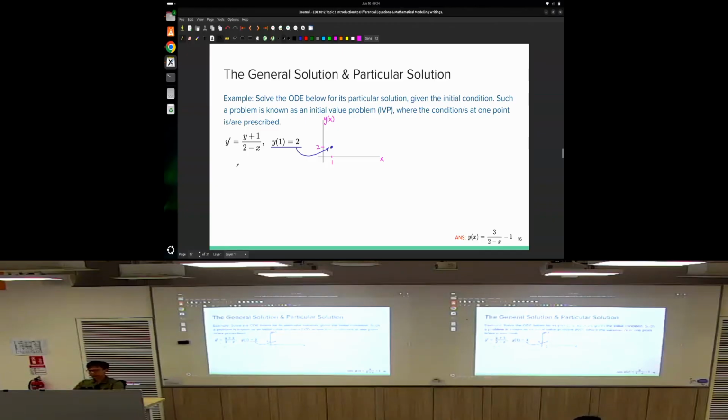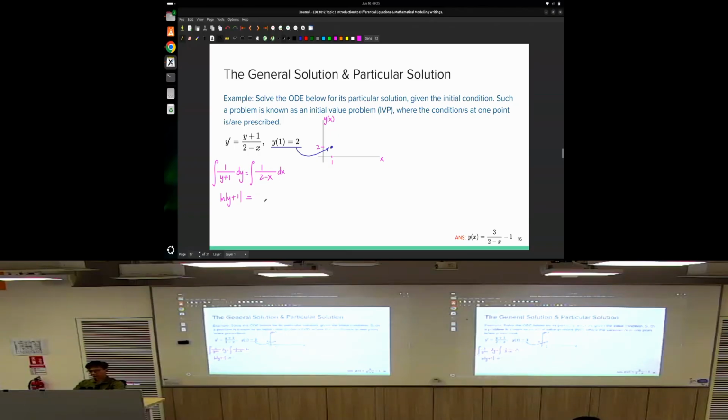Once again, separation of variables, because this is separable. If I divide by y plus 1 throughout, I have a dy here, and then this is 1 over 2 minus x dx. So you can see it's separated already. Then you just integrate both sides. Then you observe that this is really just ln of y plus 1. As I mentioned, no need to add the constant because it's going to get grouped with the one on the right hand side.